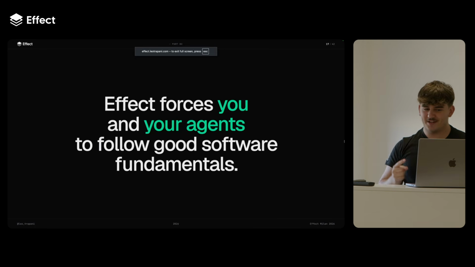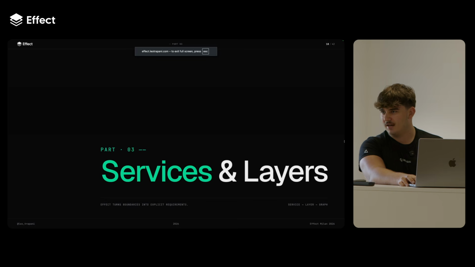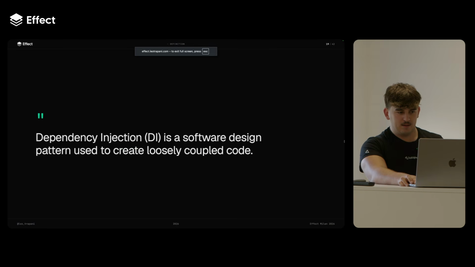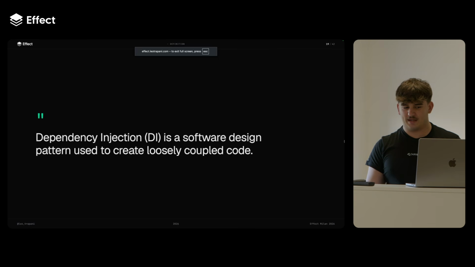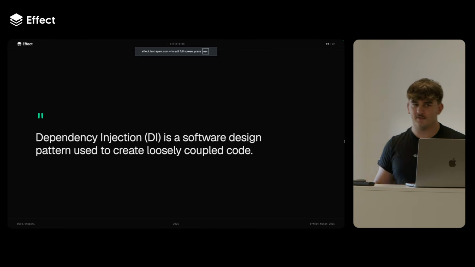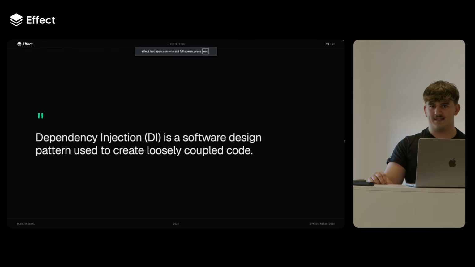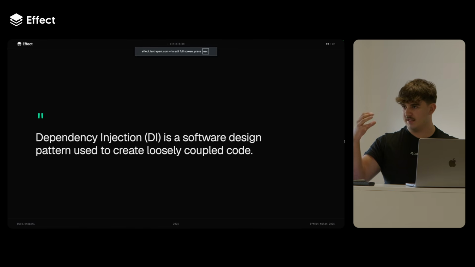Effect forces you and your agents to follow good software fundamentals. And now let's get into what services and layers are and how they actually do that. First of all, another little definition of what dependency injection is, I hope many of us know what it is: a software design pattern used to create loosely coupled code. And it's a pattern that Effect uses extensively, and it's the way that lets us create this loosely coupled code and these deep modules, because you can define the interface, and then the implementation is just a swappable dependency.